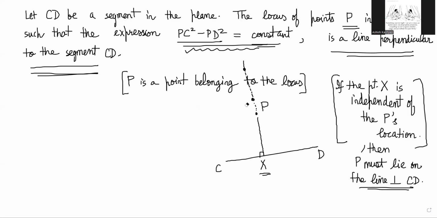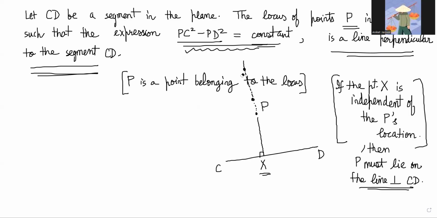What we are saying is that if P is a point belonging to the locus, I will drop a perpendicular from P to the CD line and I will call that foot of the perpendicular X, right? Now, the only way the X location does not change is if the locus of P is itself a perpendicular line, right?